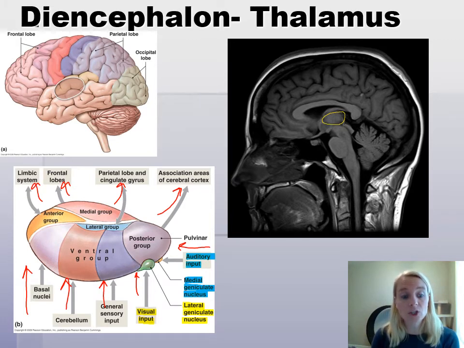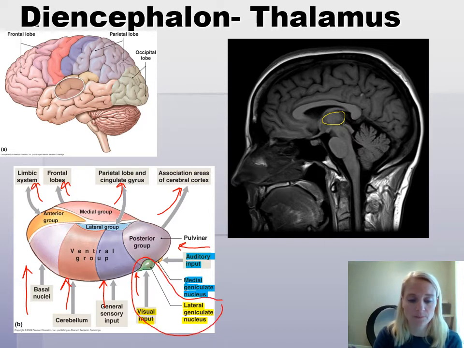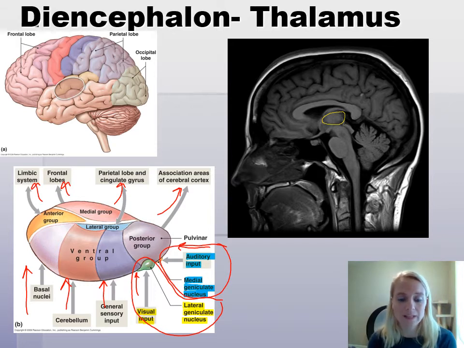The two regions that you need to know from the thalamus, you don't have to memorize all of the different groups and what goes in and what goes out specifically, except for these two combinations. Okay, so visual input goes into what we call the lateral geniculate nucleus, and auditory input goes into the medial geniculate nucleus. The reason I'm asking you to learn those now is because we're going to see them again in special senses when we talk about hearing and vision and the pathways that information stops over before it goes to our cerebral cortex.